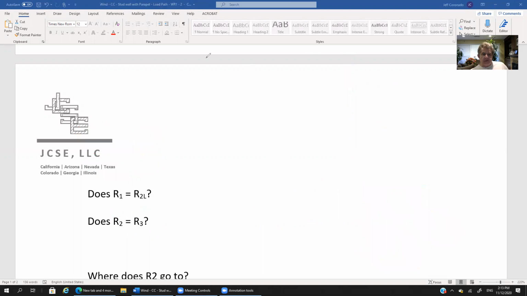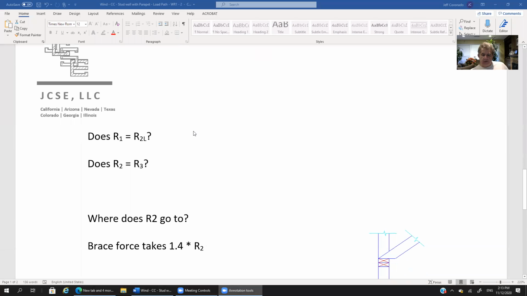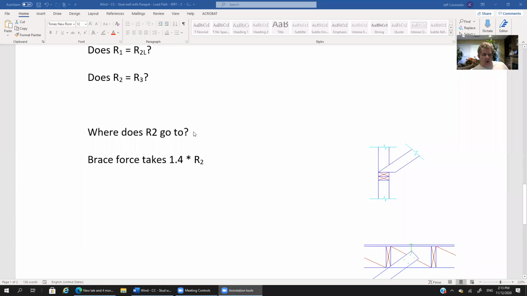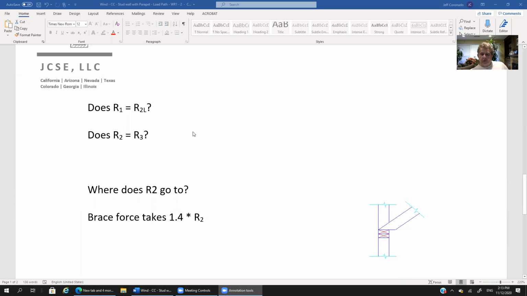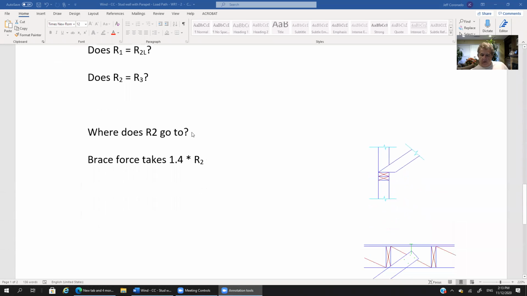Okay, so let's scroll down here. What do we have? Where does R2 go? I just lost our diagram. Well, let's see if I can get our diagram back up here.